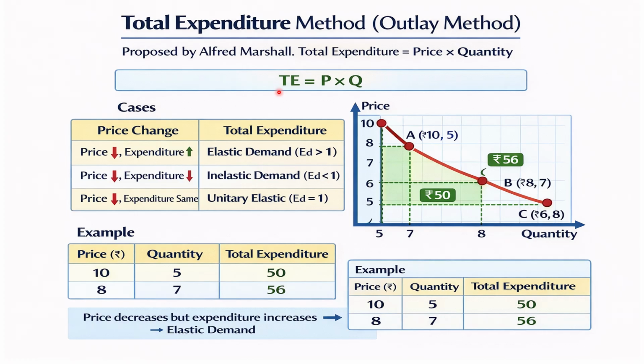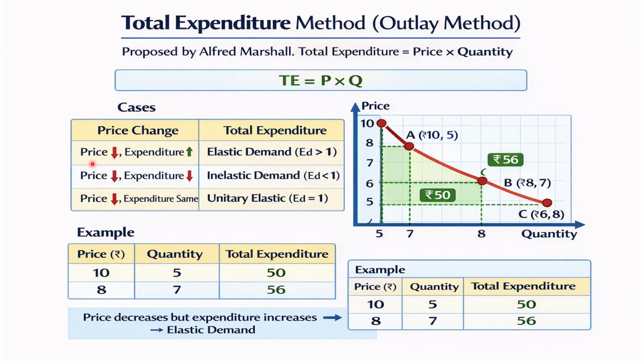So here is the formula of total expenditure, which is represented as TE. It's equal to price into quantity. So total expenditure is also called total revenue. Here we are seeing three cases: elastic demand, inelastic demand and unitary elastic demand. According to this method, elasticity of demand is determined by comparing the change in price with the change in total expenditure. Let's see the table.